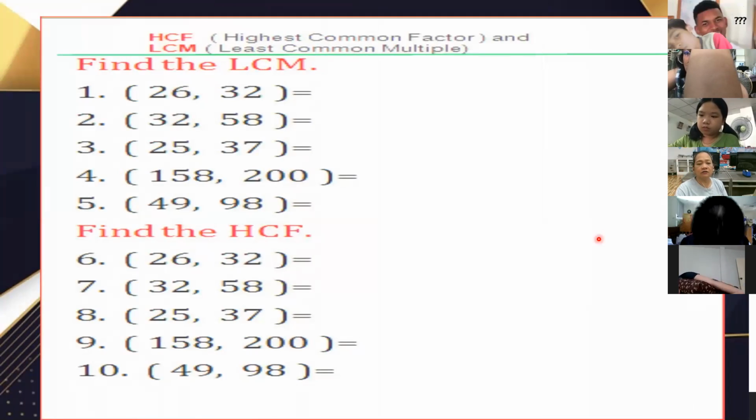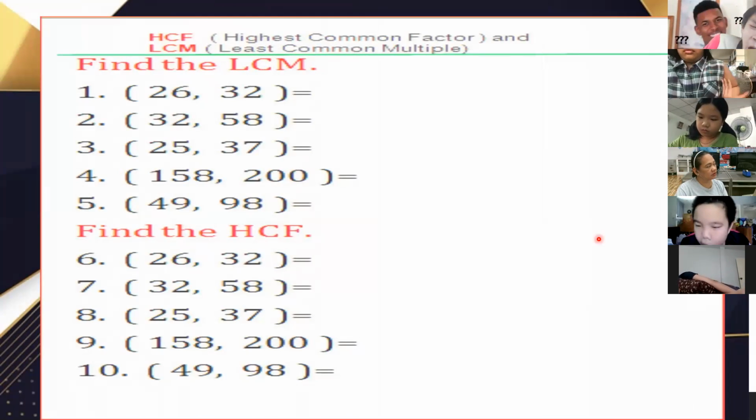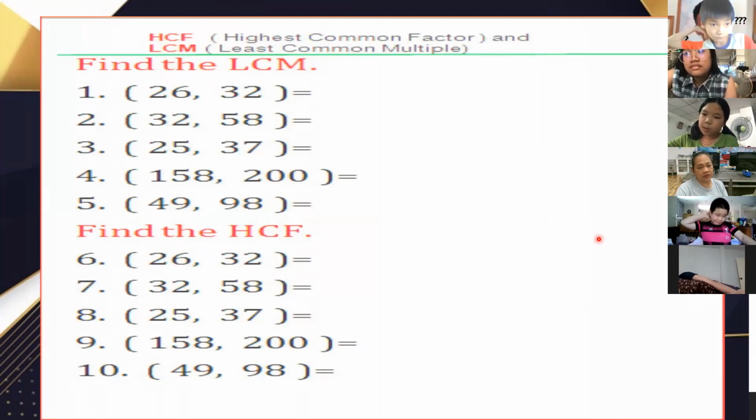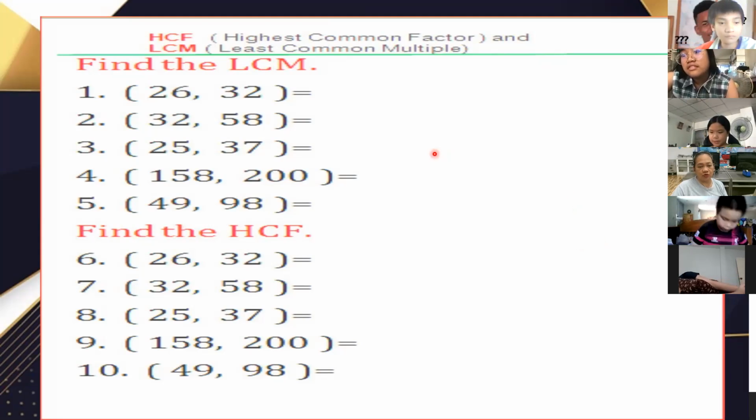So now you are going to do this in your notebook. You are going to find the LCM and find the HCF of this. Do it now in your notebook. Get your notebook now.